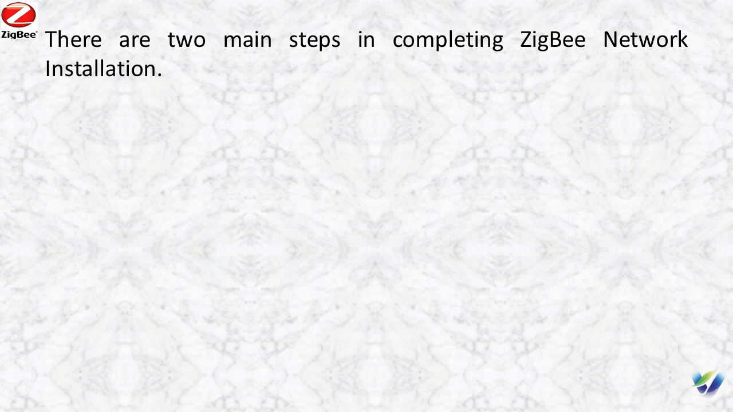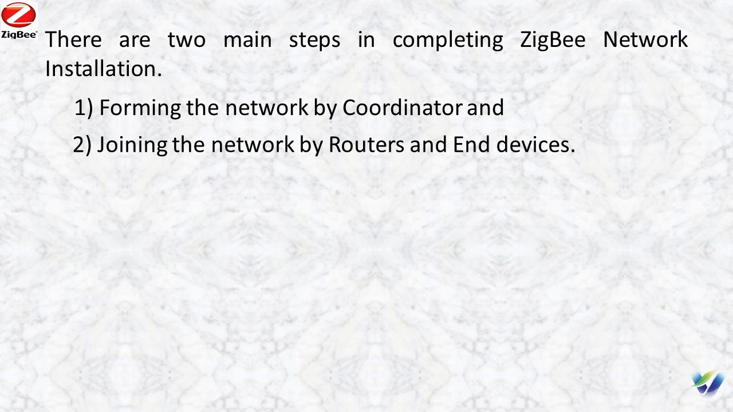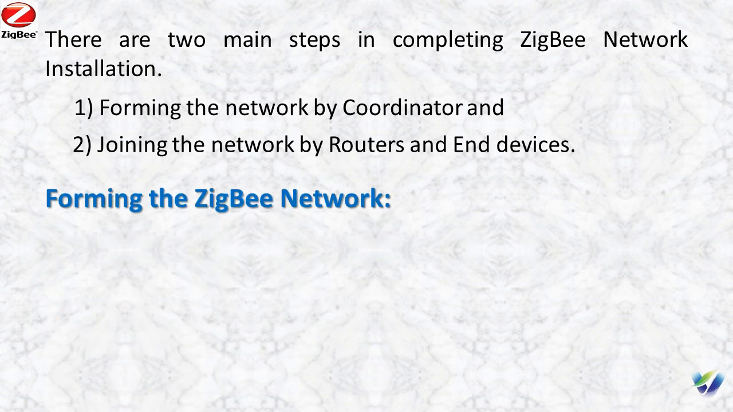There are two main steps in completing ZigBee network installation. Number 1, forming the network by the coordinator, and number 2, joining the network by routers and end devices. Forming the ZigBee network.